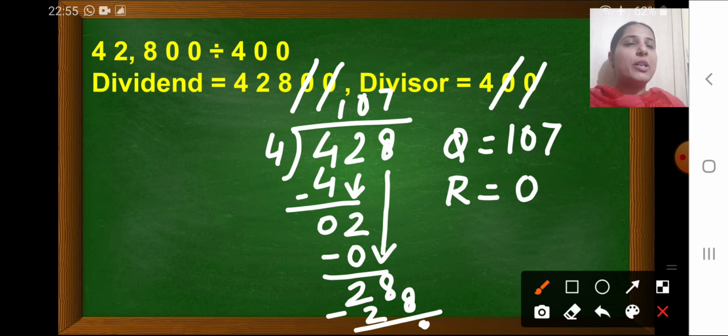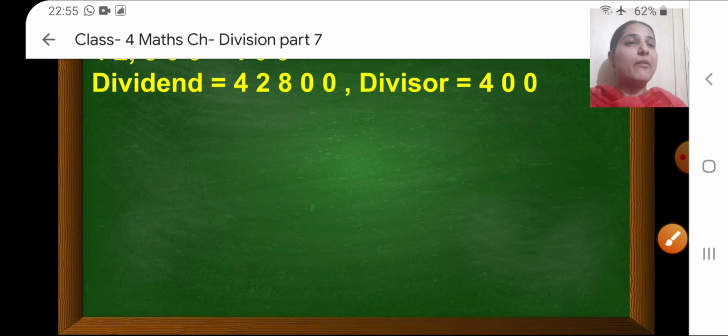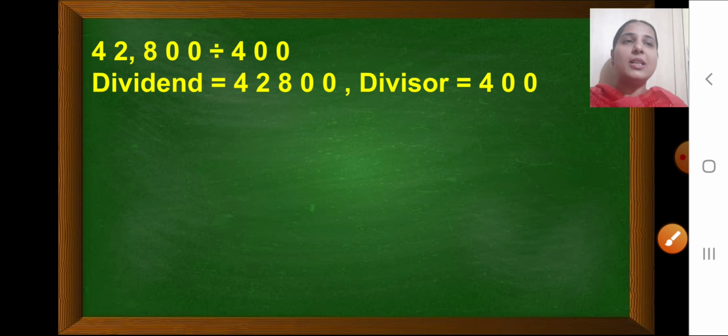Okay. So children, in this way we divide numbers by 10, 100 and 1000.